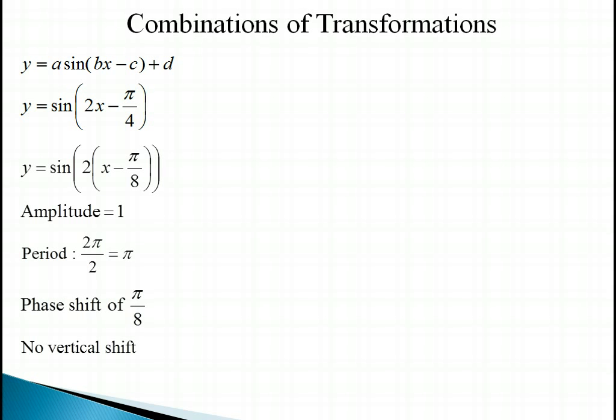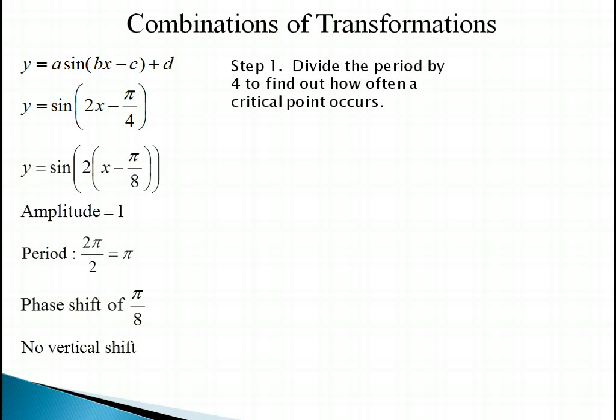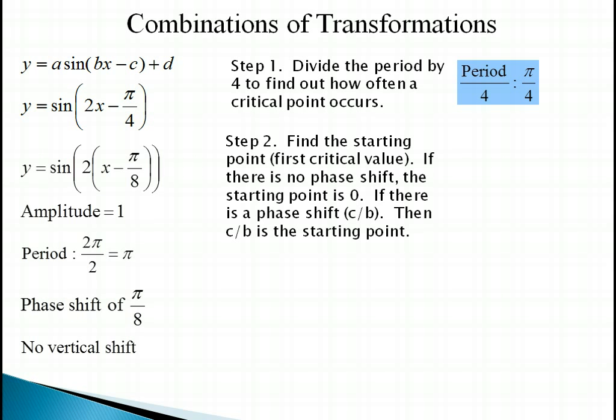We're going to follow the same process we did on the previous one. We're going to figure out how often a critical point occurs by taking our period and dividing it into 4 equal parts. Then we're going to look for our starting point. Since this one does have a phase shift, the starting point is going to be what your phase shift is. So it's going to be at pi over 8. That's your first critical point.